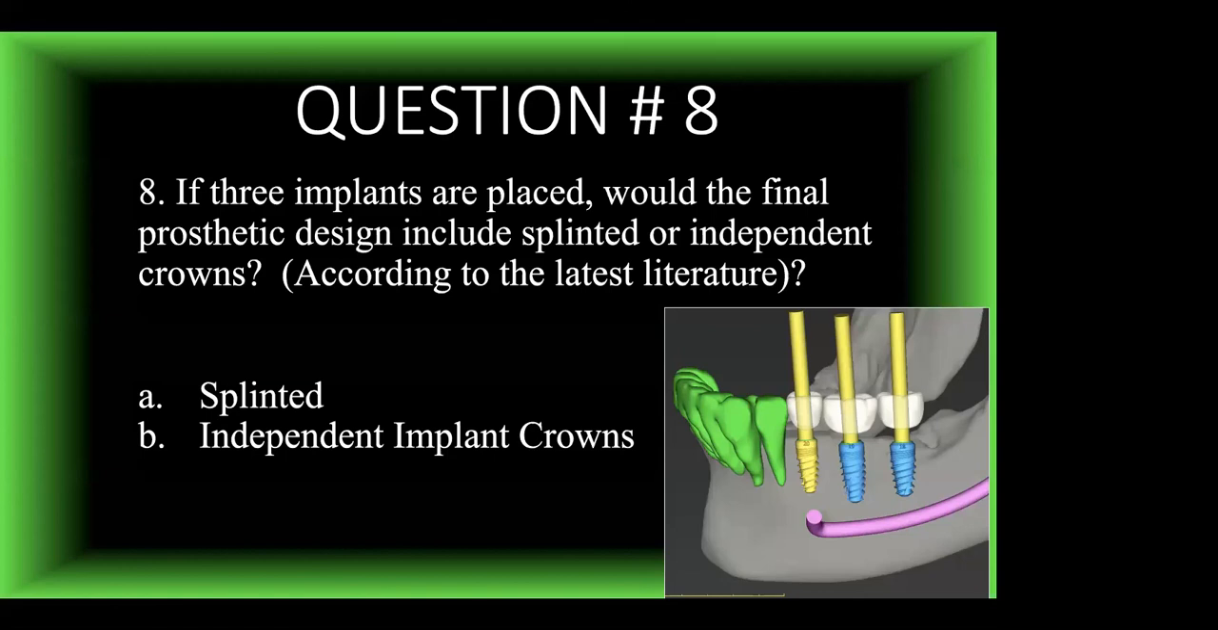So with our last question of the night, if 3 implants are placed, like I just showed you in that example, would you splint the 3 crowns or would you make them independent? According to the latest literature, would you splint the crowns or make them independent?